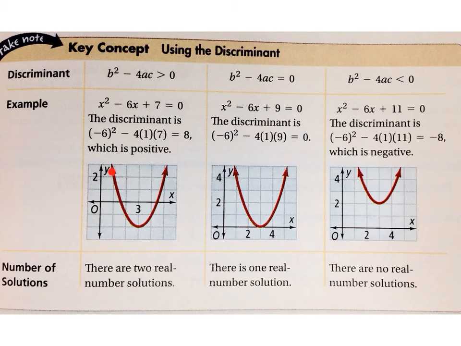Also, if you wanted to talk about the graphs, a positive discriminant shows that the graph crosses the x-axis twice, so there are 2 real roots. A 0 discriminant means that the parabola rests on the x-axis, so the vertex actually is sitting on the x-axis. And no real solutions means it doesn't touch the x-axis at all.